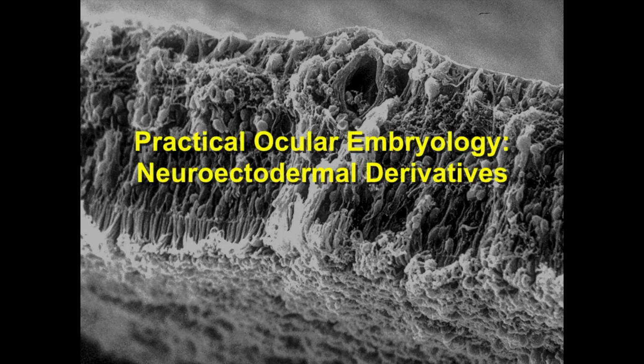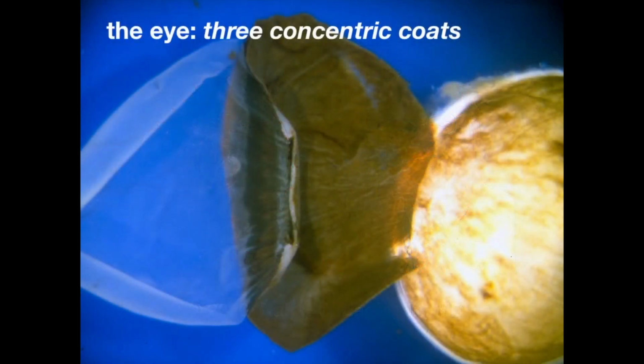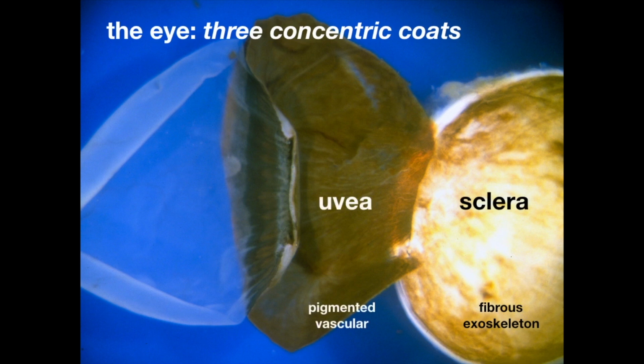Practical ocular embryology, derivatives of the neuroectoderm. The eye is composed of 3 concentric layers or coats. These include the outer fibrous exoskeleton composed of the sclera and cornea, the middle pigmented and heavily vascularized uveal tract, and the inner layer derived from the neuroectodermal optic cup.